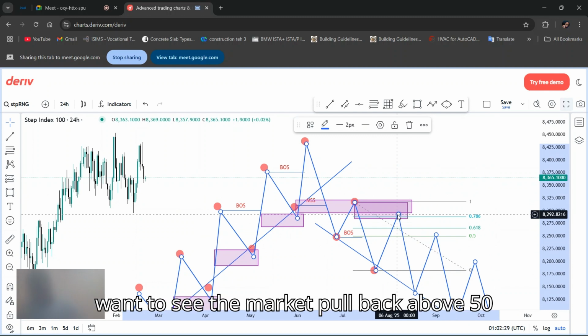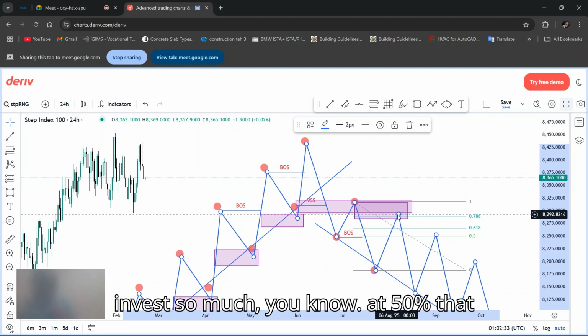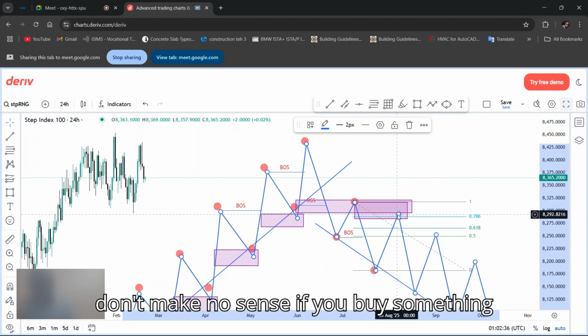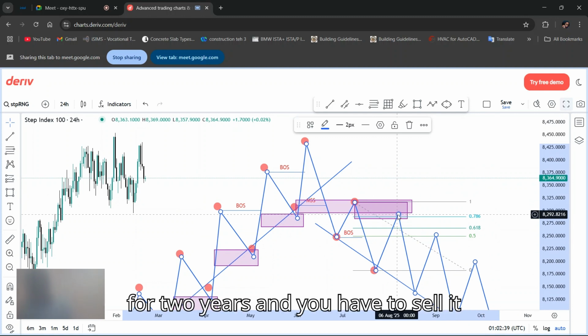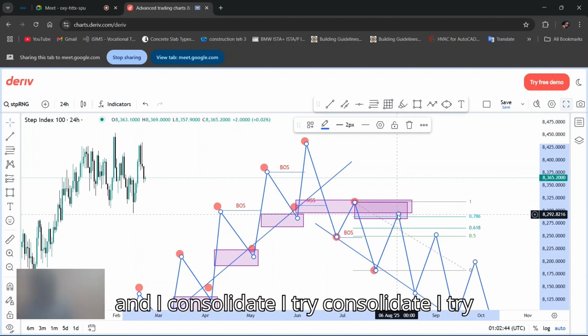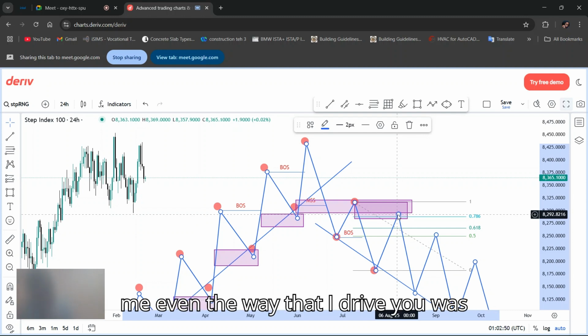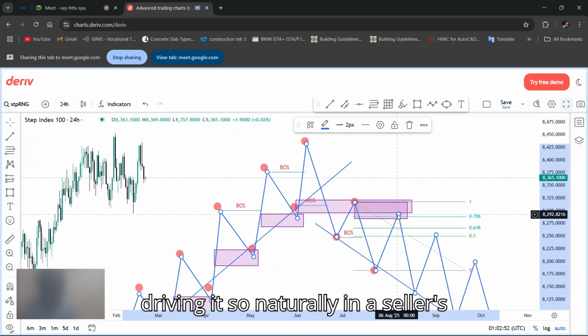You want to see the market pull back above 50, because you don't want to sell where you invested so much in, at 50%. That doesn't make sense. If you buy something, have it for 2 years, and you have to sell it back at the same price you bought it at. No. You try to get back the same money, or you go overseas and try to make a profit off it, even though you didn't drive it. You were driving it. So naturally, in a seller's market, you're looking for a sell in premium.